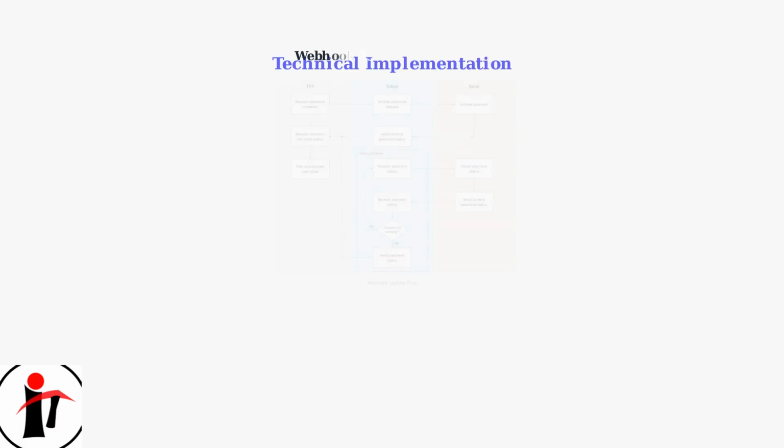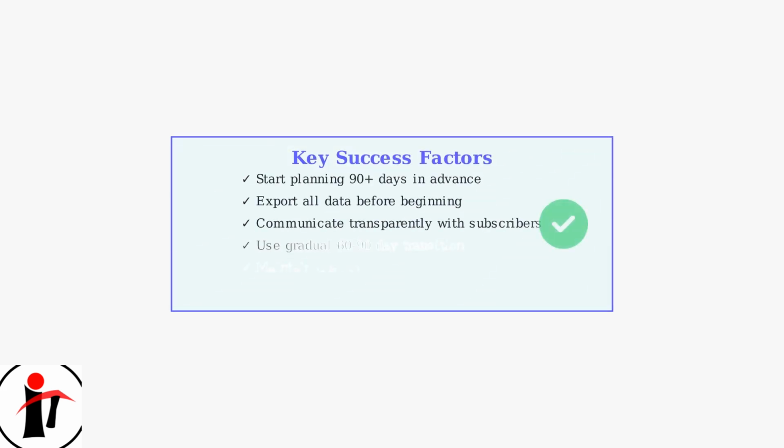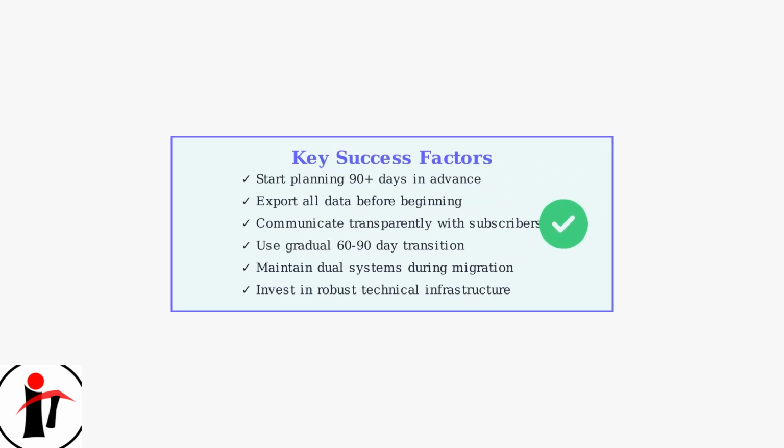Proper technical setup is essential to prevent payment processing gaps. This includes configuring webhooks correctly and ensuring your new system can handle all payment flows seamlessly. Success in disconnecting from Substack's Stripe integration requires careful planning, starting at least 90 days in advance, and investing in robust technical infrastructure. Following these steps systematically will help ensure a smooth transition with minimal subscriber loss.